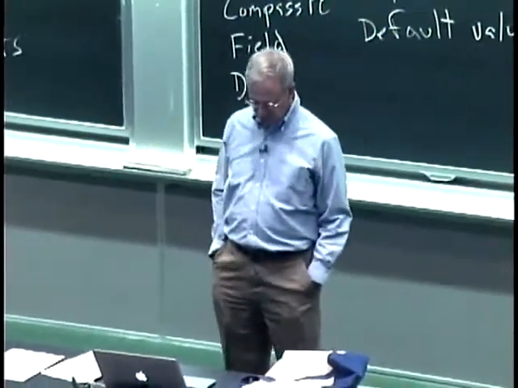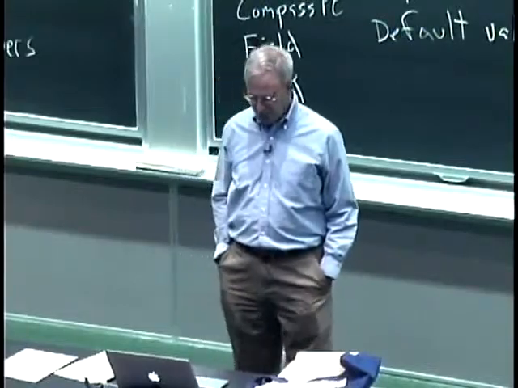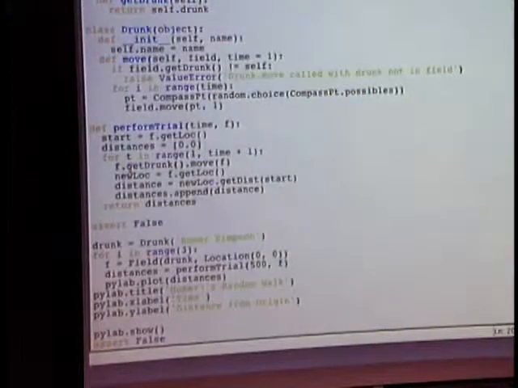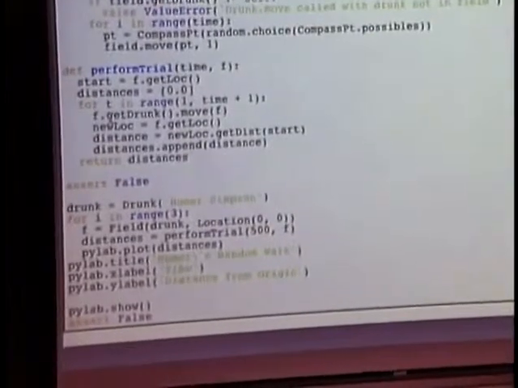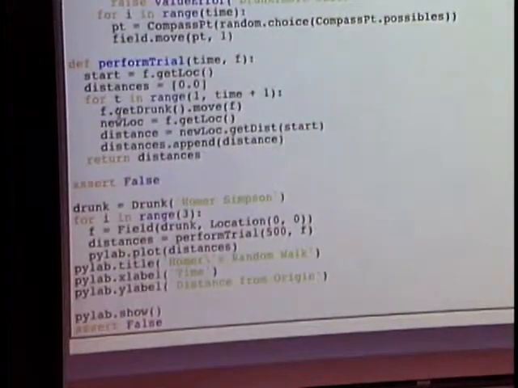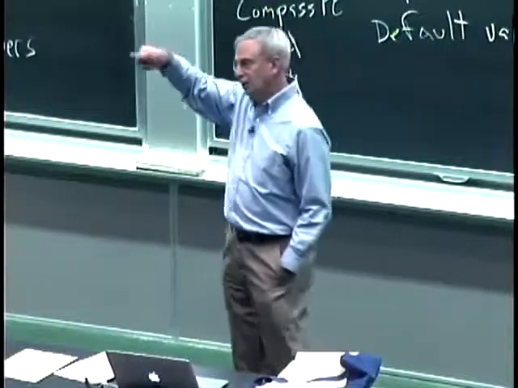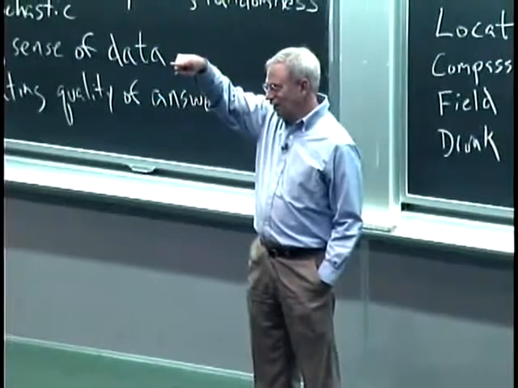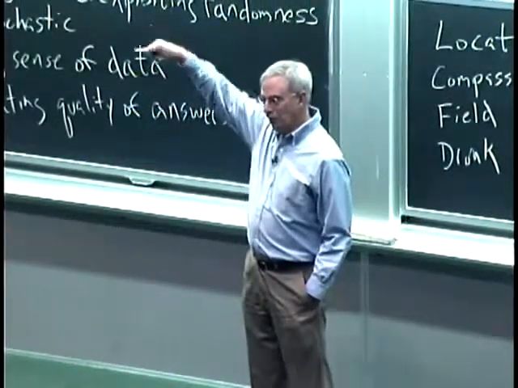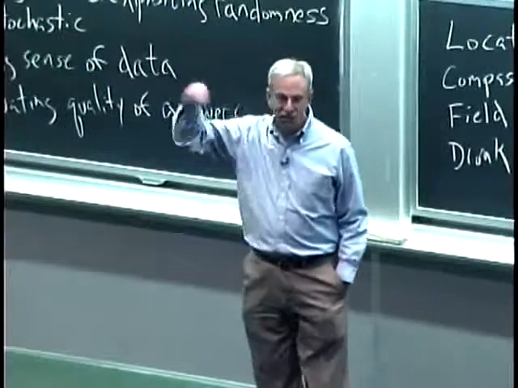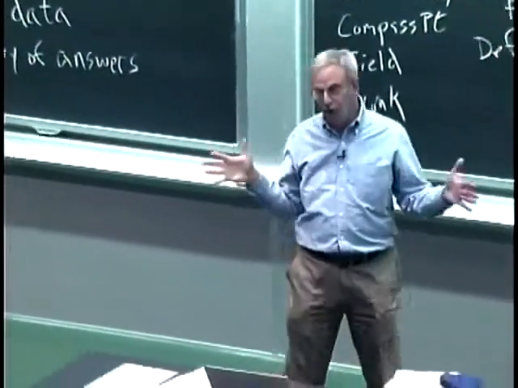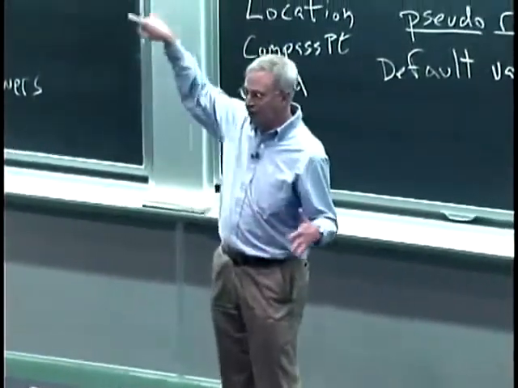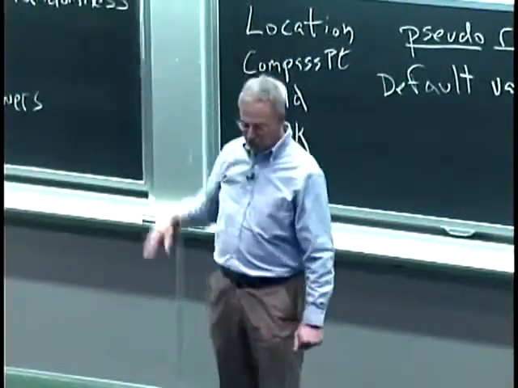And then I'll say distance equals newloc.getDistance of start. How far is the new location from wherever the starting location was? I'll append it to a list, and then I'll return it. So now I have a list, and in the list, I have how far away the drunk is after each time step. I'm just collecting the list of distances. So I don't have a list of locations. I can't plot the trajectory, but I can plot the distances.